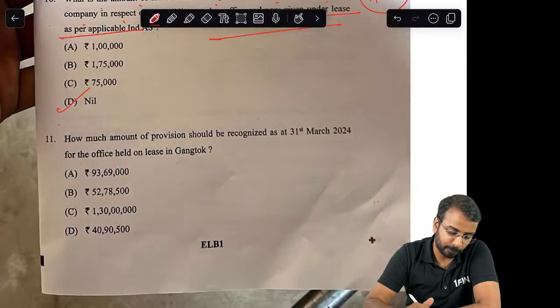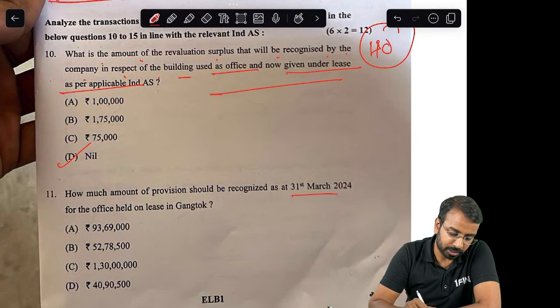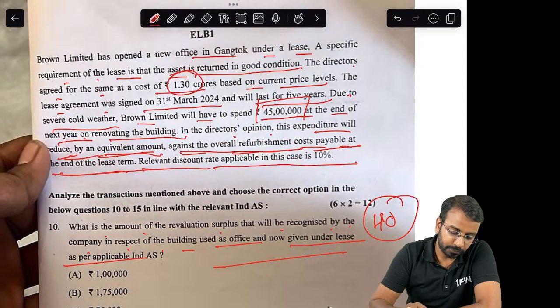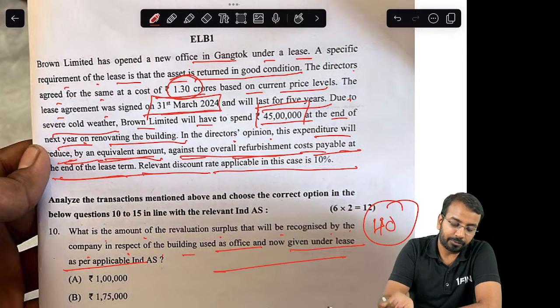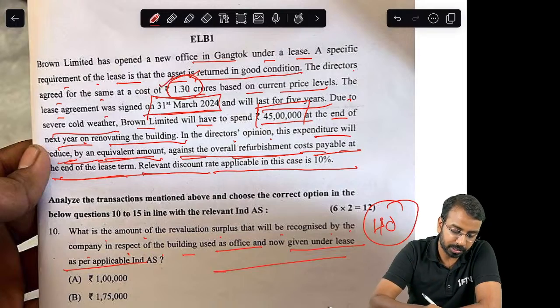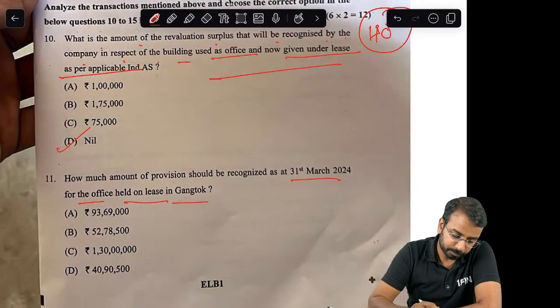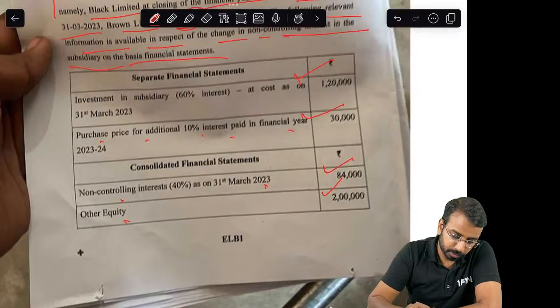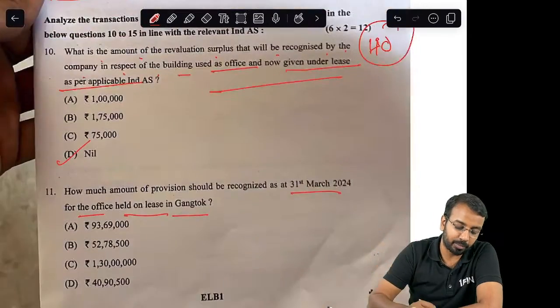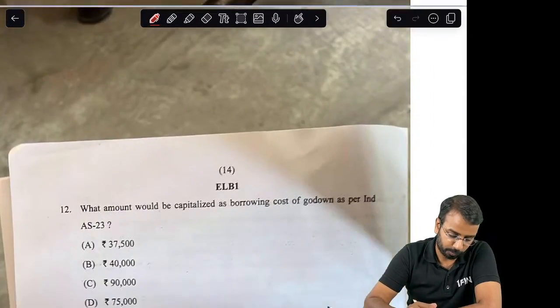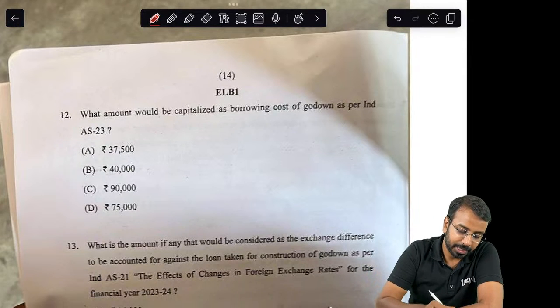So option is D. How much provision should be recognized on 31st March for the office held on lease in Gangtok? So 31st March of 24, it was this. So basically 1.3 you'll have to discount it by a period of 5 years, whatever is payable. They have not given lease payment, so basically this will be discounted back and brought to the present value, and you can calculate the amount with the appropriate discount rate.